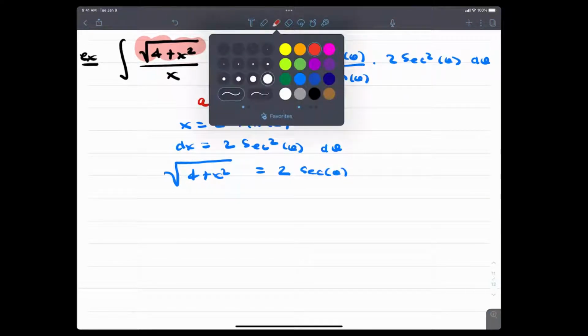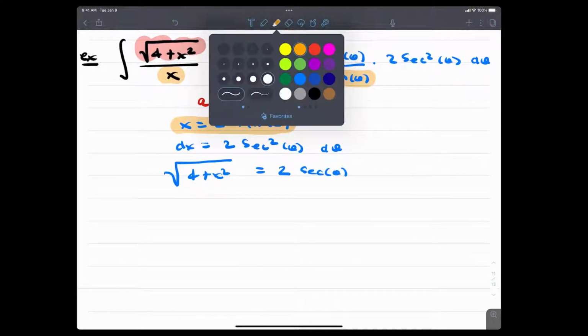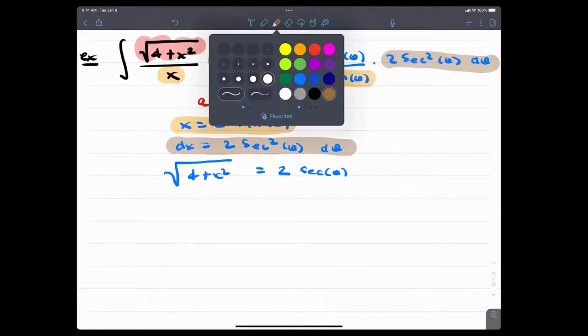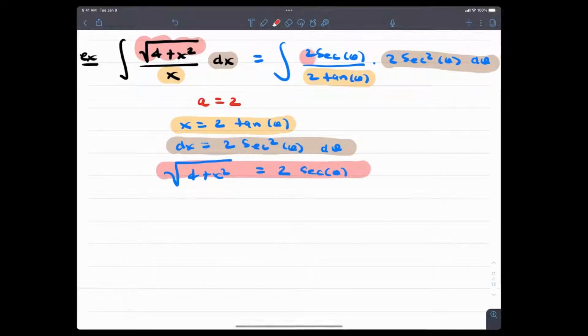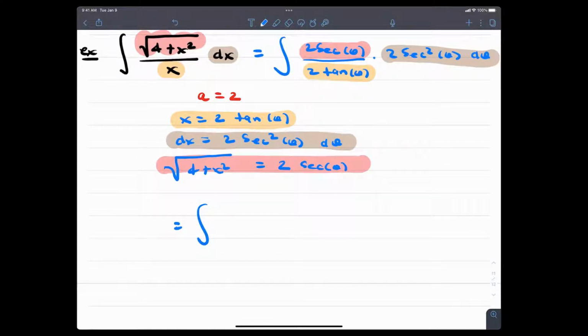Okay, so if we have to color coordinate this to see what we did, there's the x, right? And I guess I'll put the dx first. There's the dx, and we'll put that one in red. Here's the radical. So the trig integral, I guess it's 2, 2 secant cube over tangent.